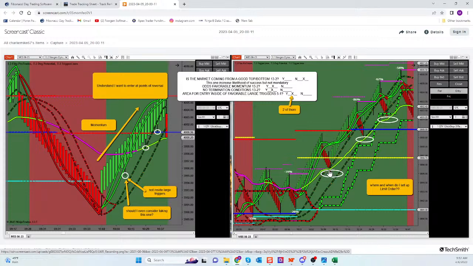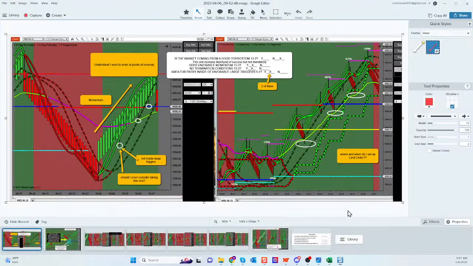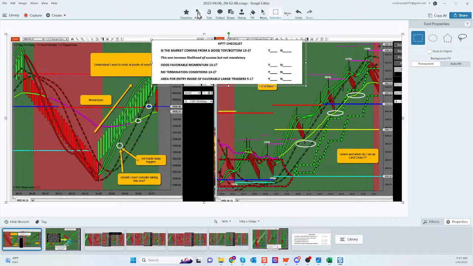So what you're doing now, Folger, is you're going back and you're developing trust. So you're going to go back. Should you even consider taking this one? I love this picture. So let's look at something. We're going for the first one. I'm going to put my checklist on it.